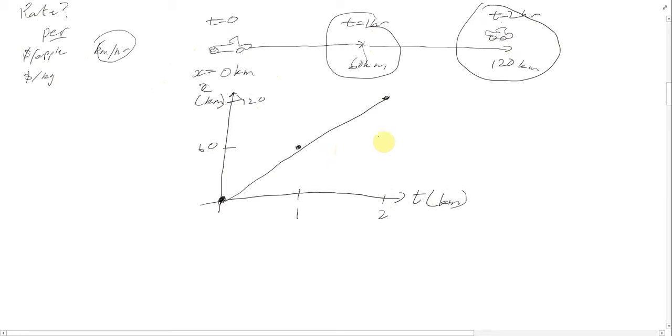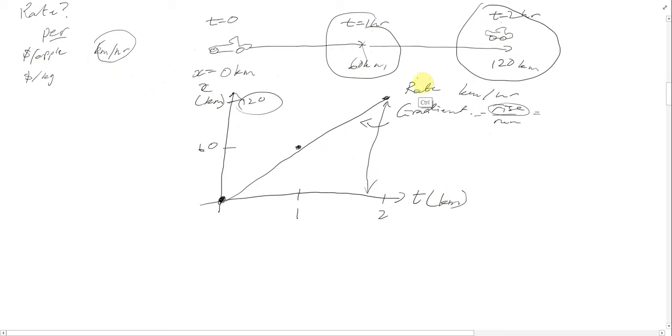So if we want to know what the rate is, so we're trying to find the rate, our answer is going to be in kilometers per hour. We already kind of know that. But what we're really looking for here is actually the gradient of this line. And the reason it's the gradient is that the gradient is the rise over the run. So gradient is rise over run, where the rise is the change in our vertical axis. So obviously that's going to be 120 kilometers.